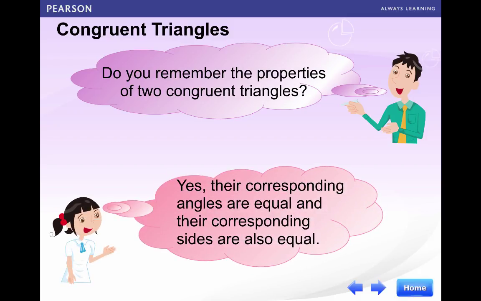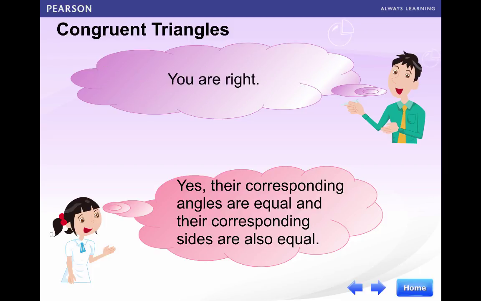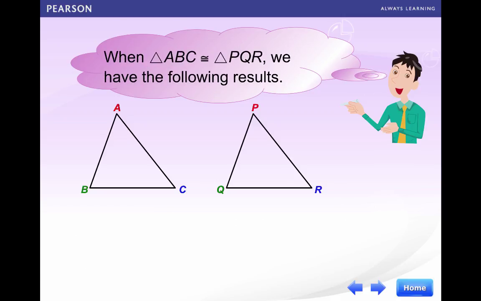So at least the properties of the congruent triangles are that the corresponding angles are equal and the corresponding sides are also equal. That means they have the same size and same shape for these two triangles. And if these two triangles are congruent, we have the corresponding angles equal. These are the corresponding angles.